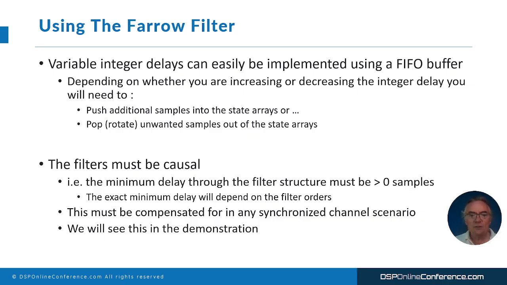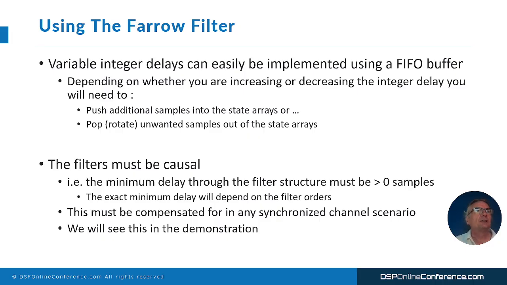Now, we could design a Farrow structure that supports these large ranges of delays, but often it's more efficient to separate the integer and the fractional component of the delays into two separate components. So the integer component of the delay we'll just implement using a simple FIFO buffer, and then we'll support the fractional component using the fractional Farrow structure, as we'll talk about in a bit.